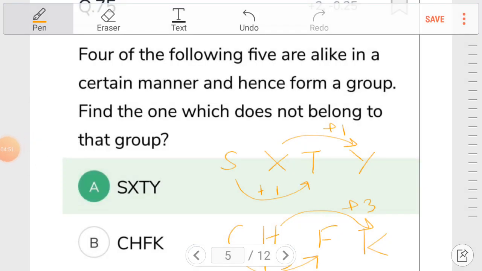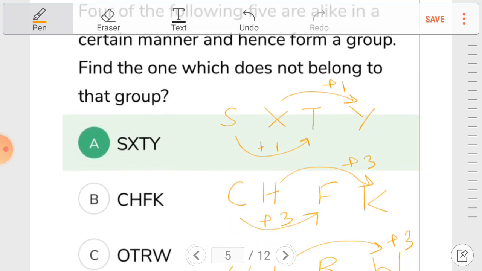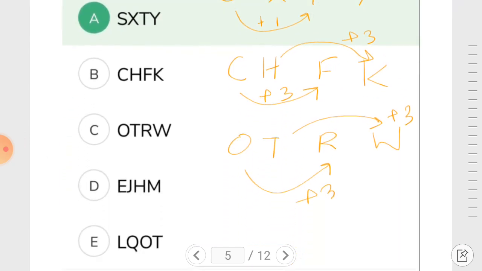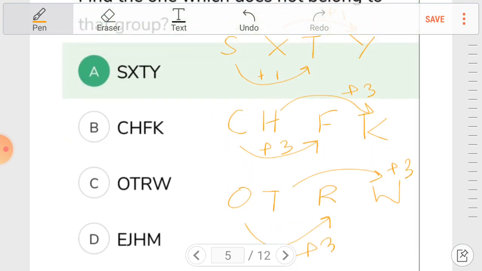This is the letter coding question. Four of the following five are alike. We have to find the odd one. SXTY, CHFK, OT, RW, EJHM and LQ, OT.